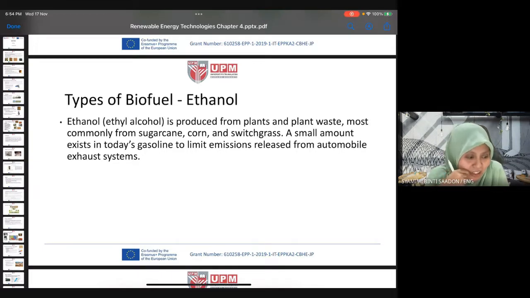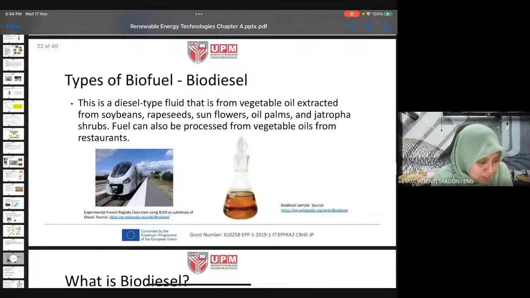Okay, and then types of biofuel. Earlier, ethanol. One type of biofuel is bioethanol. It is produced from plants and plant waste, etc. Sugarcane. And then biodiesel is a diesel type fluid that is made from vegetable oil. For example, from soybean, sunflower, and palm oil as mentioned earlier. Fuel can also be processed from vegetable oils from restaurants. So those are examples of biodiesel, which can be used in transport, for example, in trains.